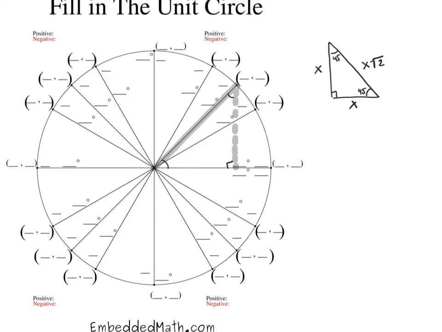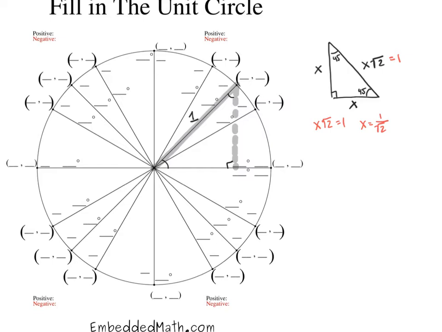And we know that this unit circle has a radius of 1. So we know that x times the square root of 2 is equal to 1. So I'm going to solve for this x value. If we have x times the square root of 2 is equal to 1, I'm going to divide both sides by the square root of 2, getting that x is equal to 1 over the square root of 2.